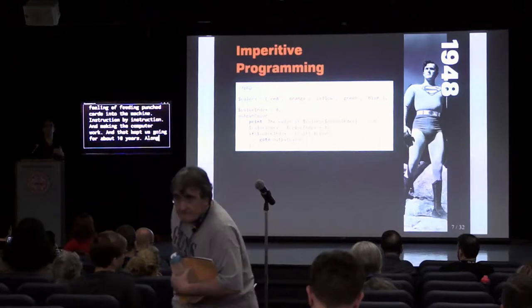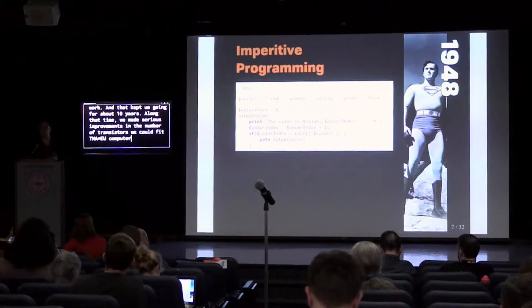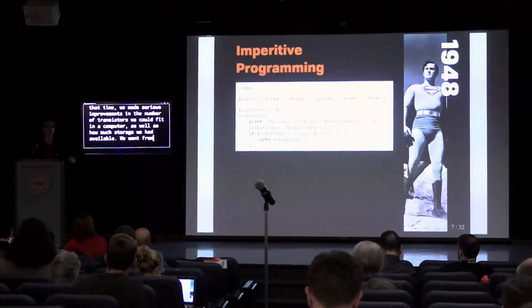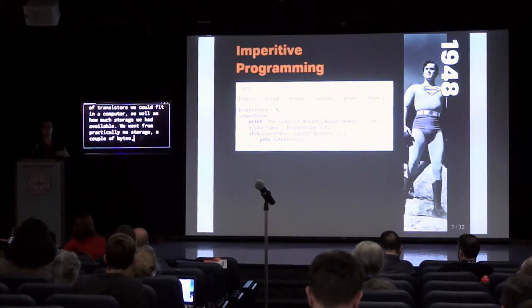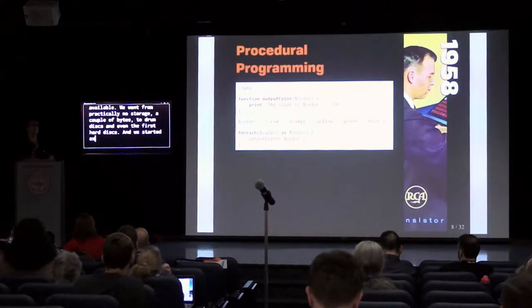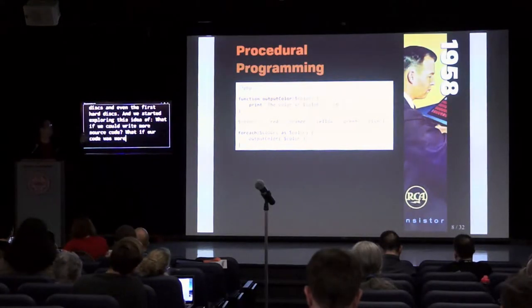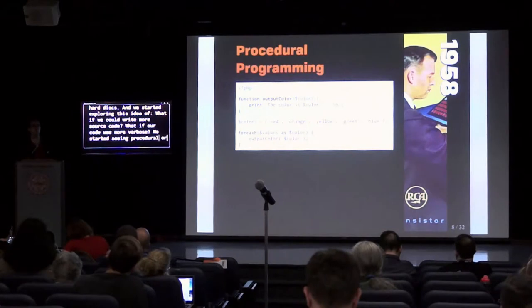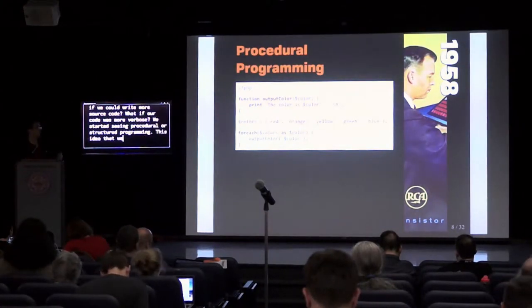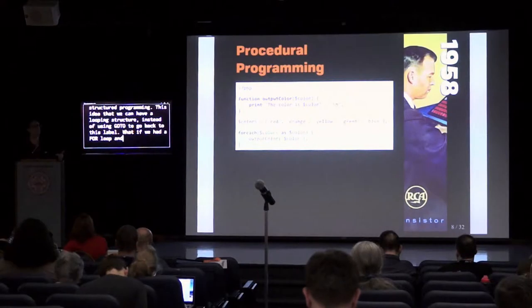Along that time, we made serious improvements in the number of transistors we could fit in a computer, as well as how much storage we had available. We went from practically no storage, a couple of bytes, to drum disks and even the first hard disks. And we started exploring this idea of what if we could write more source code? What if our code was more verbose? We started seeing procedural or structured programming. This idea that we can have a looping structure. Instead of using goto to go back to this label, what if we had a for loop and we could loop through all the elements in this array?